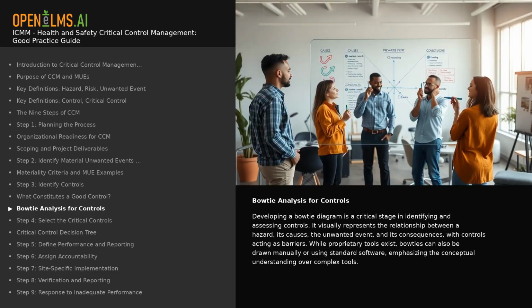Bowtie analysis for controls. Developing a bowtie diagram is a critical stage in identifying and assessing controls. It visually represents the relationship between a hazard, its causes, the unwanted event, and its consequences, with controls acting as barriers. While proprietary tools exist, bowties can also be drawn manually or using standard software, emphasizing the conceptual understanding over complex tools.